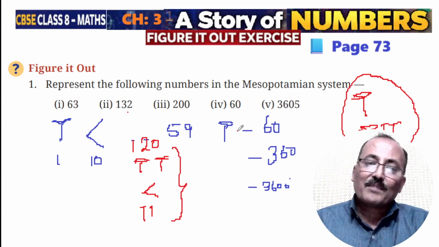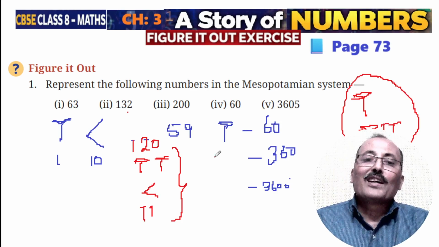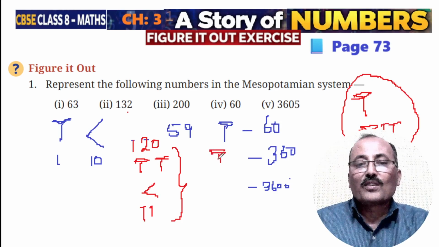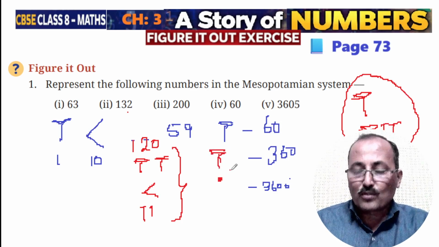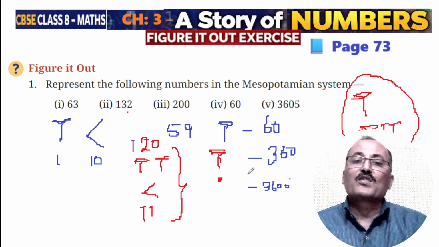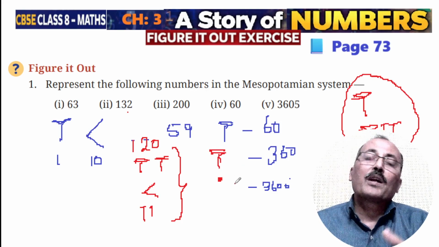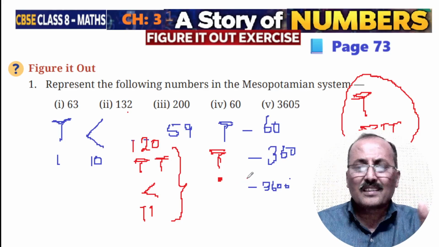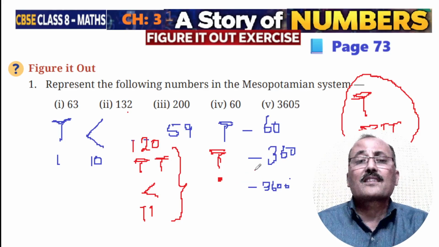So 60, simply 1. Writing 60 alone is difficult. Suppose I write one wedge, then there should be a gap. There is no placeholder. There is no place in this one. We just have to leave a gap and they have to understand. So they struggled. That's the drawback of this number system.